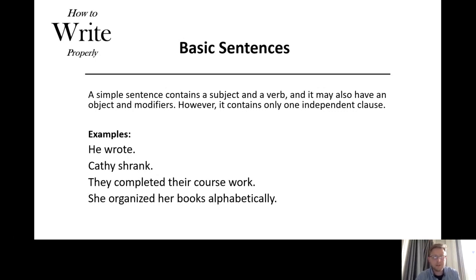He wrote. Very simple 2-word sentence. He is the subject. Wrote is what he did. That's your verb. He wrote. That's a sentence. Just 2 words. You don't need any more. He wrote. We've got everything we need.